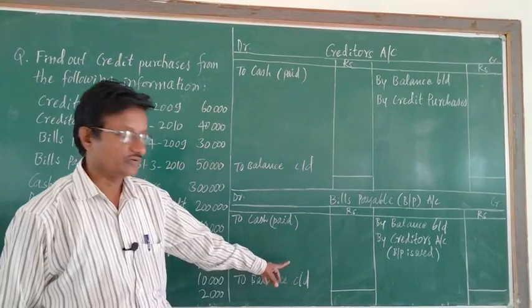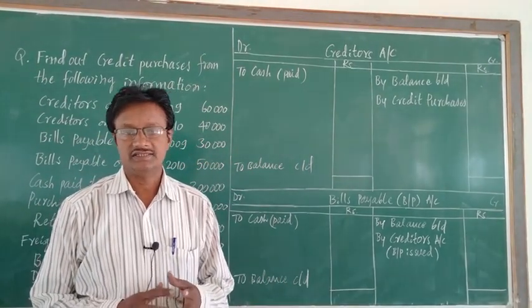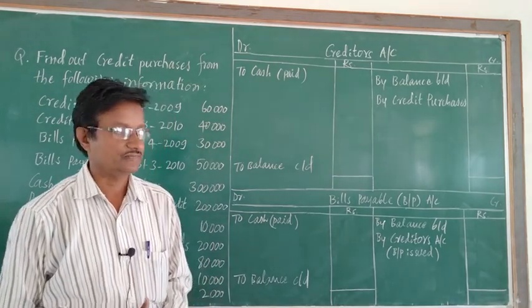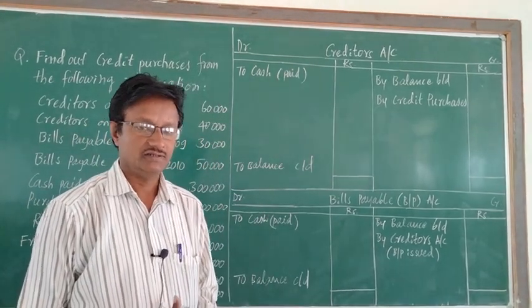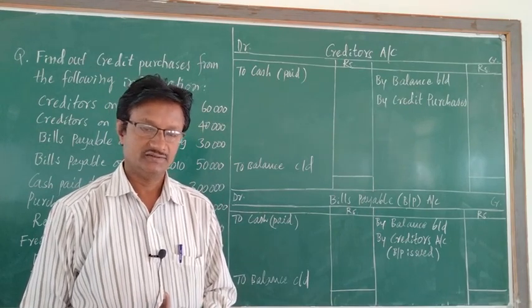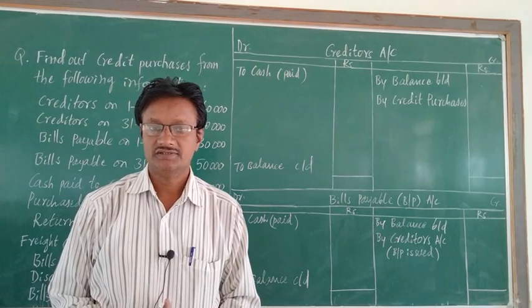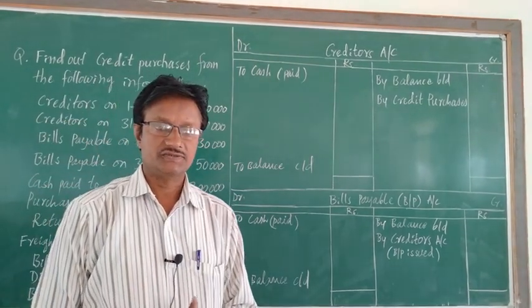Out of these four items, if three are known, the fourth one is the missing item. So from the given information, we have to enter all the entries and we have to find also the missing item. How to prepare these two accounts?